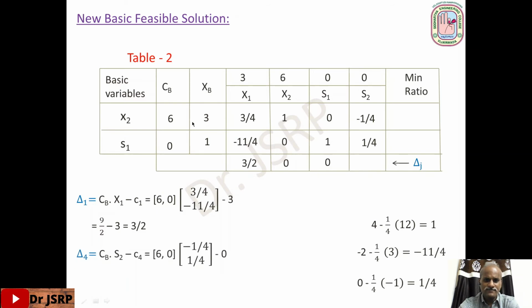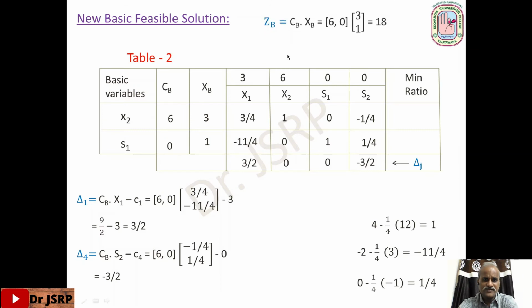delta value here, CB, this column into this column. So 6 into minus 1 by 4 plus 0 minus 0. So minus 3 by 2. Okay. So this is the new solution.